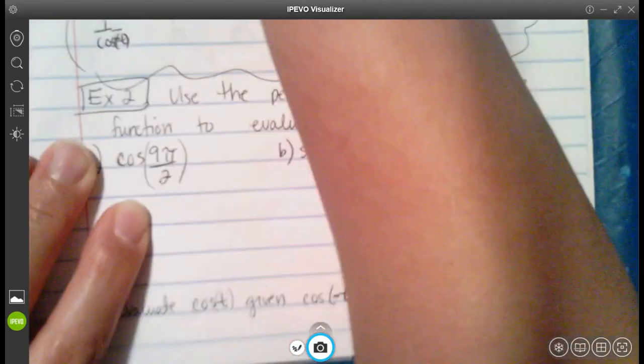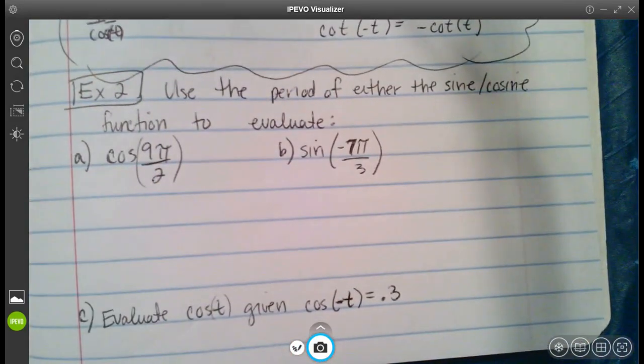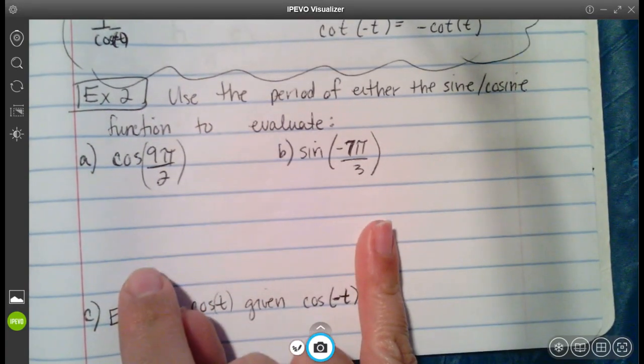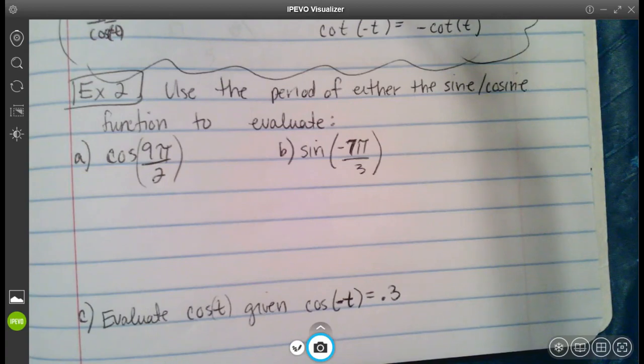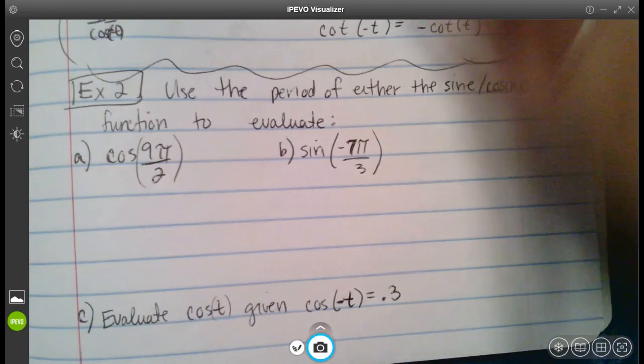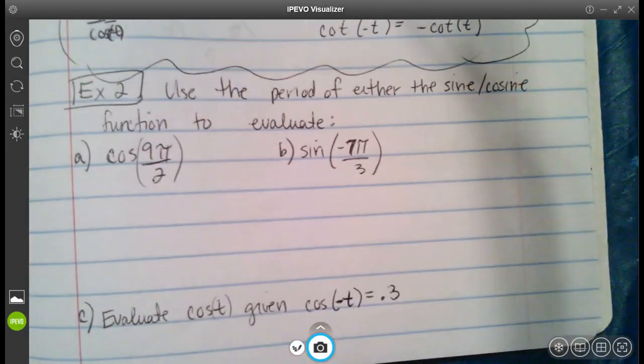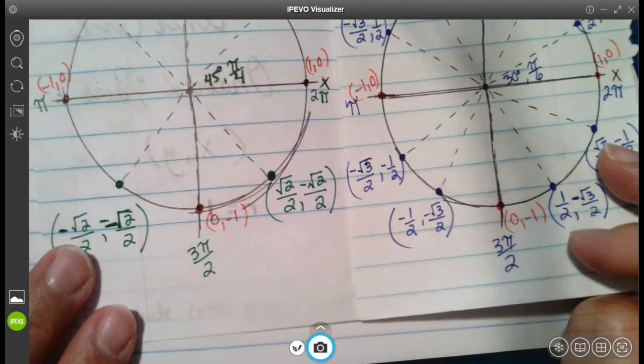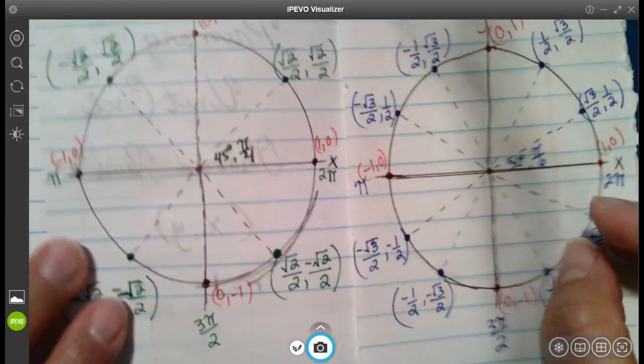Okay, so with that in mind, let's answer just a few more questions, and then we're done with this section here. Example number 2: use the period of either the sine or cosine function to evaluate these two. This one, I'm not going to use symmetry so much. I'm going to use my little circle. We're using 9 pi halves, so I can use whichever one actually, because 9 pi halves is not too hard to visualize.